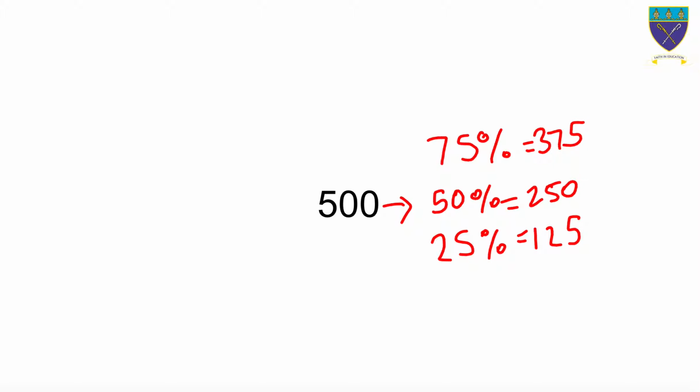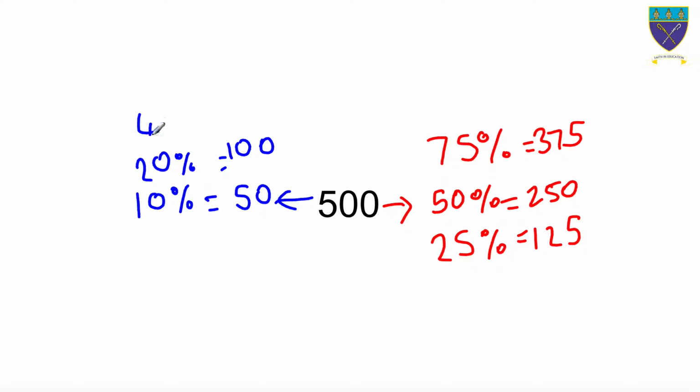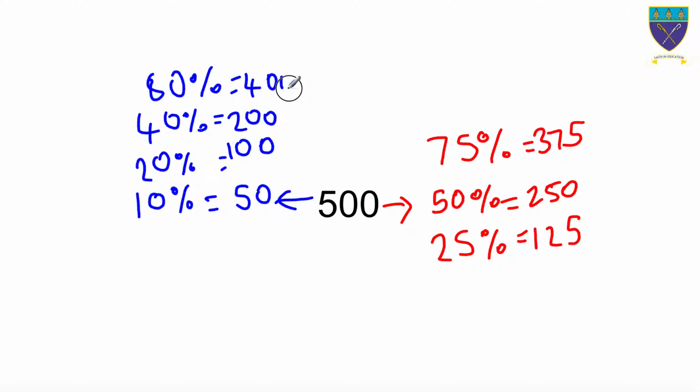375. If I came and worked on the 10% side, to find 10%, divide by 10. That means you can take a 0 off if these numbers end in zeros. That would give me 50. Double it, 20% would be equal to 100. 40% would be equal to 200. 80% would be equal to 400. And I could have come down this way and said 5% would be equal to 25.